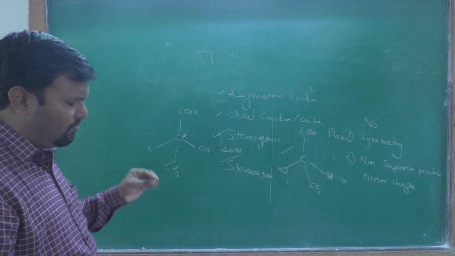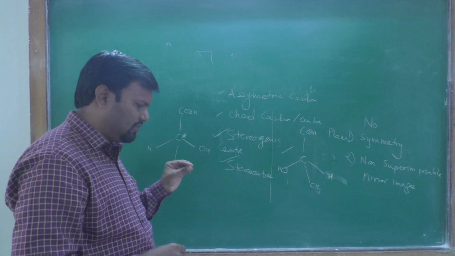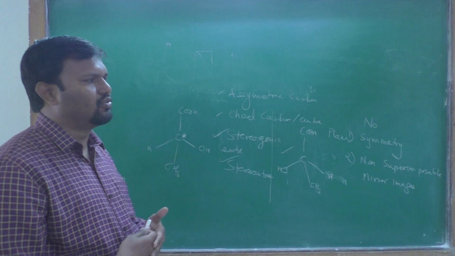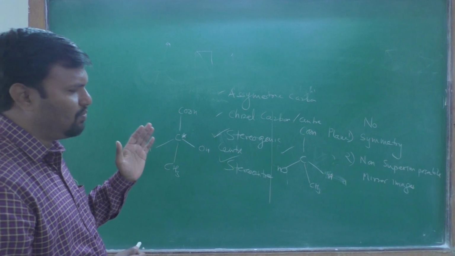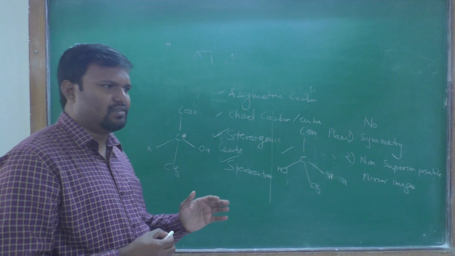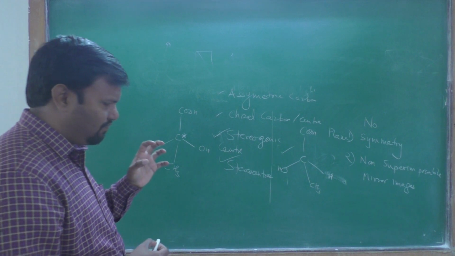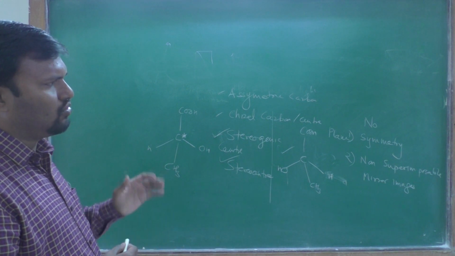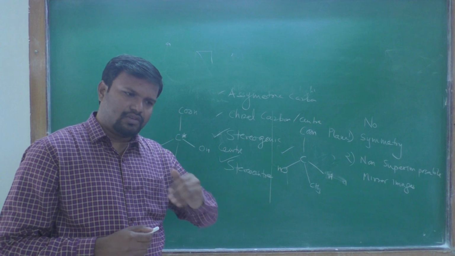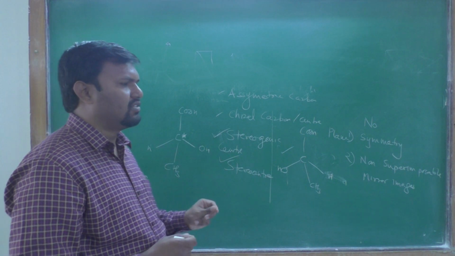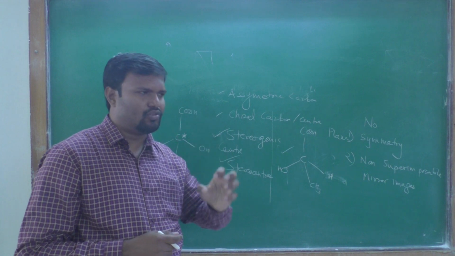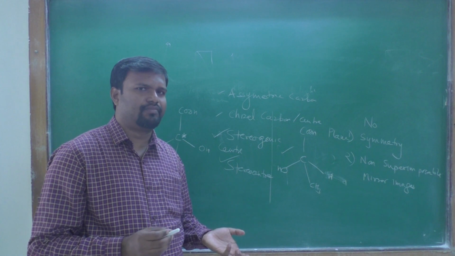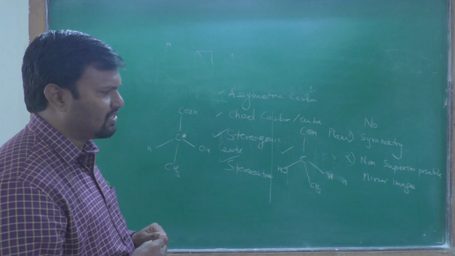Van't Hoff said that if the carbon has four different groups attached, it is chiral. It shows chirality and it rotates the plane polarized light. But after further study, it was found that some compounds have more than one chiral center or stereo center, and they may or may not show the rotation of plane polarized light.